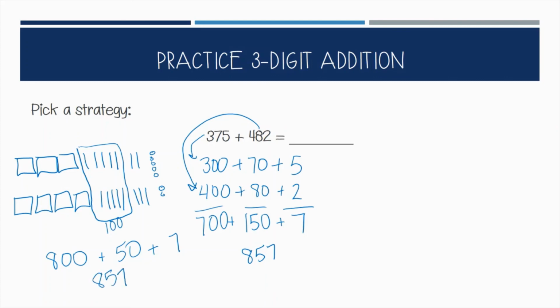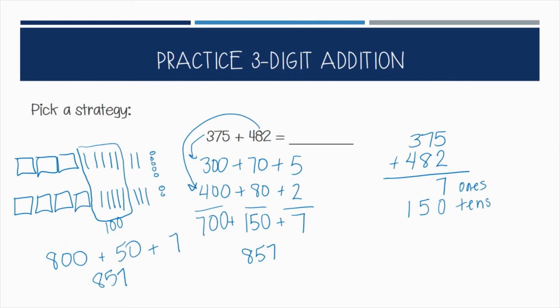But let's do it with show all totals now. So I'm going to write 375 plus 482. And I'm going to add my ones first. 5 plus 2 is 7. And now I'm going to add my tens. So 70 plus 80 is 150. So I'm going to put the 1 in my hundreds, the 5 in my tens, and the 0 in my ones. And that's my tens that I just added up.